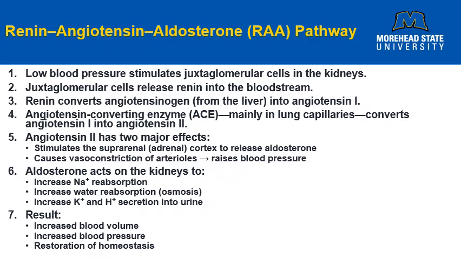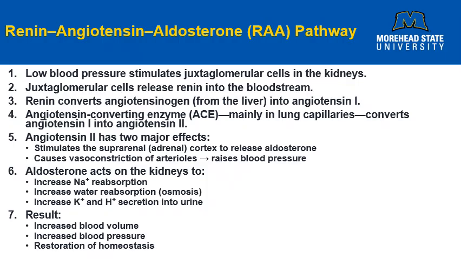Now the pathway has a specific flow of events. For this, we're looking at a stimulus that's got low blood pressure. All right, it stimulates these specific cells, juxtaglomerular cells that are in the kidneys, and these cells release renin into the bloodstream. Now renin converts angiotensinogen from the liver into angiotensin 1. Now, angiotensin converting enzyme, also known as ACE, which is mainly in our lung capillaries, converts angiotensin 1 into angiotensin 2. And it has two major effects.